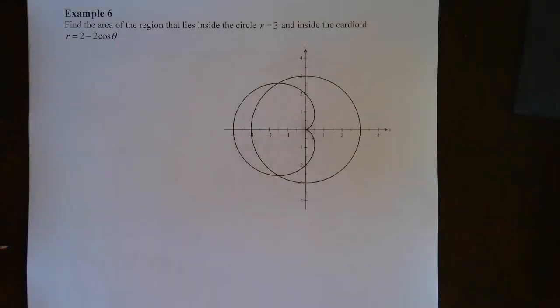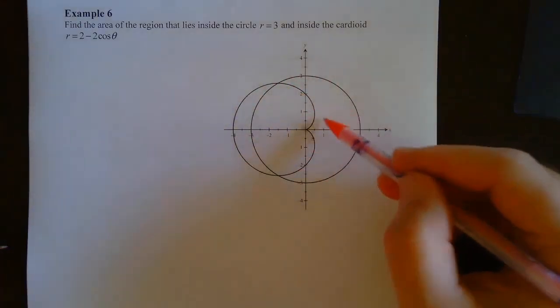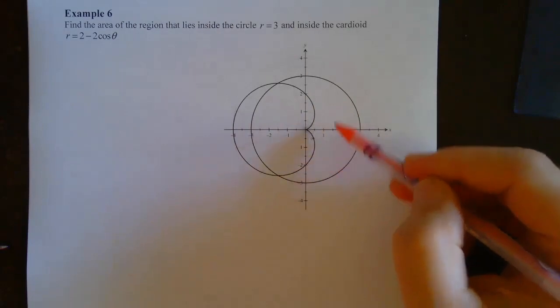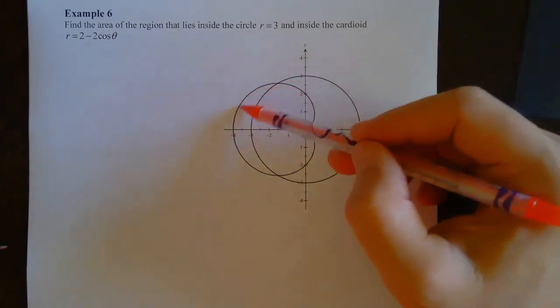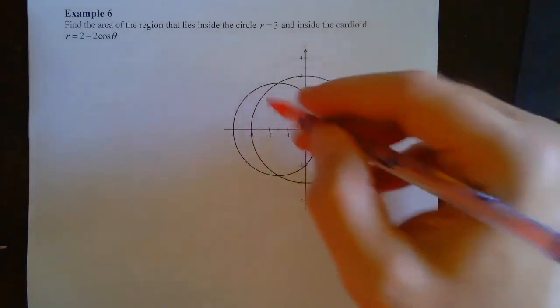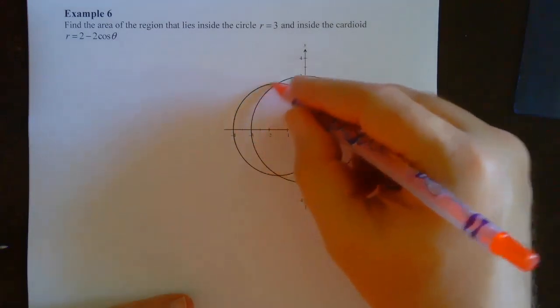So this time we need to find the area of the region that lies inside the circle r equals 3, and inside the cardioid r equals 2 minus 2 cosine theta. So inside of both, right? Inside the circle, but also inside the cardioid. We wouldn't do this region because that is outside the cardioid. We wouldn't do this region because that's outside the circle. So we're talking about this little region in here.